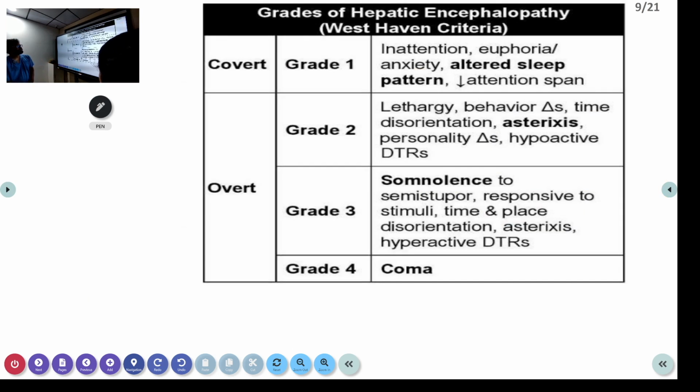Coming to the grades of hepatic encephalopathy, the West Haven criteria is used. There is both covert and overt hepatic encephalopathy. Covert comes under grade 1. Grade 2, grade 3, and grade 4 come under overt hepatic encephalopathy.